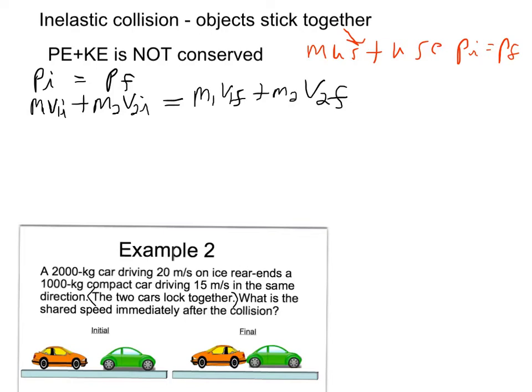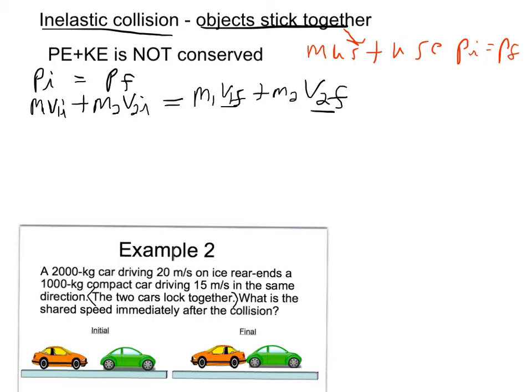You will use that anytime you have a collision problem. Anytime there's a collision, use this equation: m1 v1i plus m2 v2i equals m1 v1f plus m2 v2f. Momentum at the beginning equals momentum at the end. Now in inelastic collisions, if the objects stick together, the velocity at the end is the same, just like with the bucket, so that was also an inelastic collision.